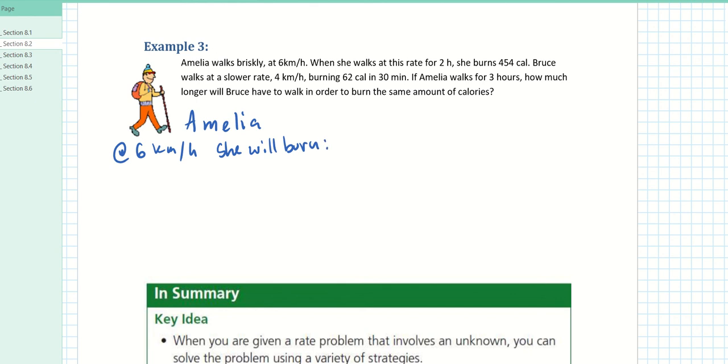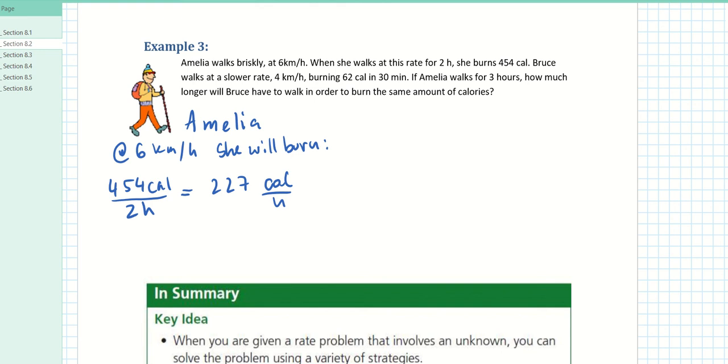We know the rate, 454 calories in 2 hours, right? Because that's the time. So what is her hourly rate? Well, if you take 454 divided by 2, that's going to be 227 calories per hour. So this is calories per hour.